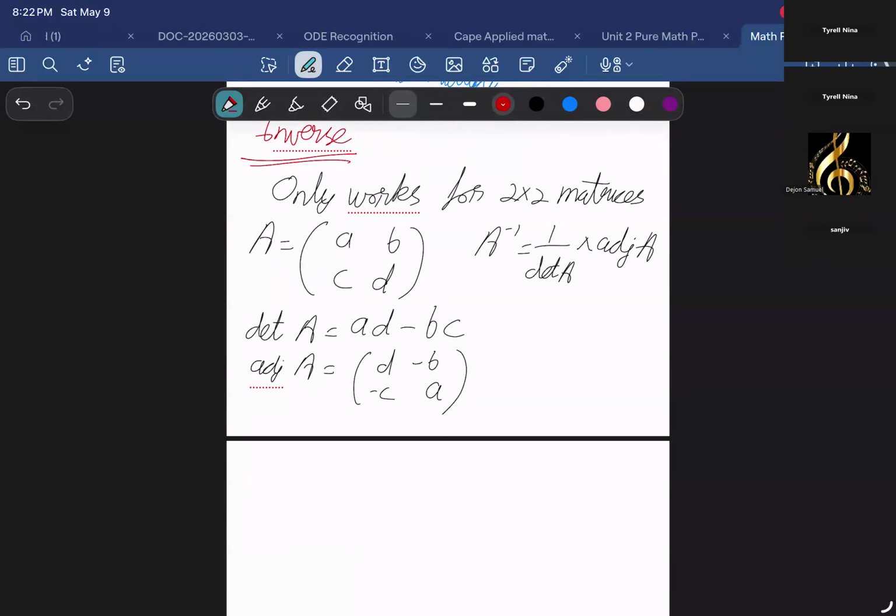Take 2 minutes, everybody. If A is equal to 4, 1, 5, 1, find A inverse. So send it in the chat once you're finished finding the inverse, because after this we're doing simultaneous equations.